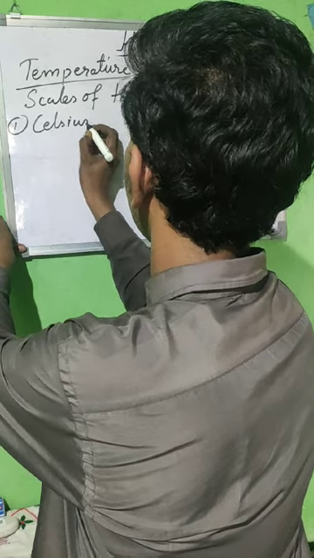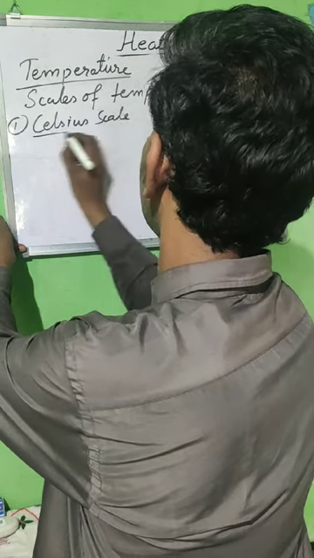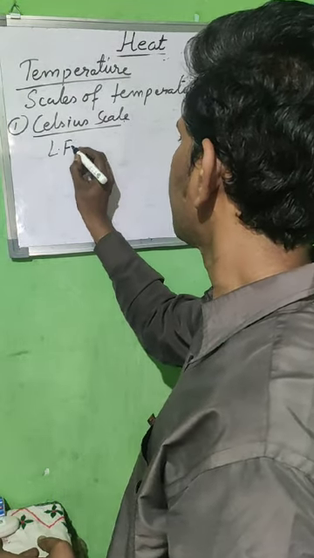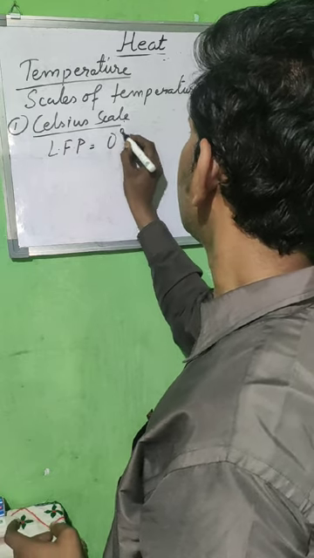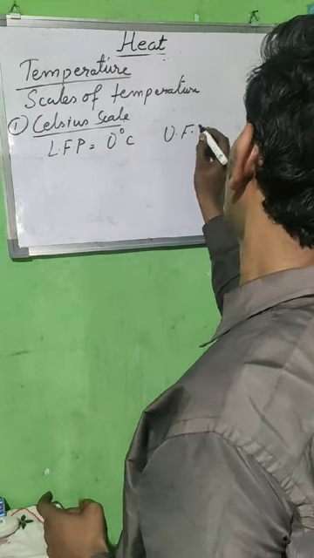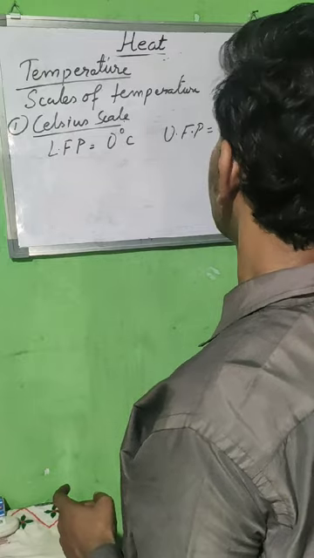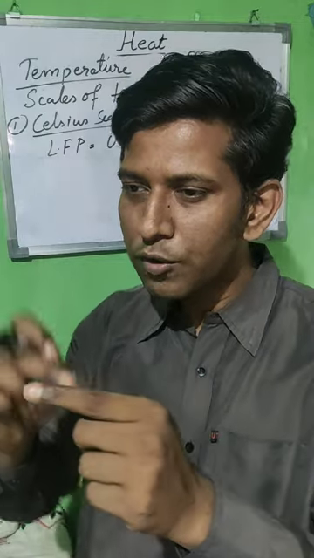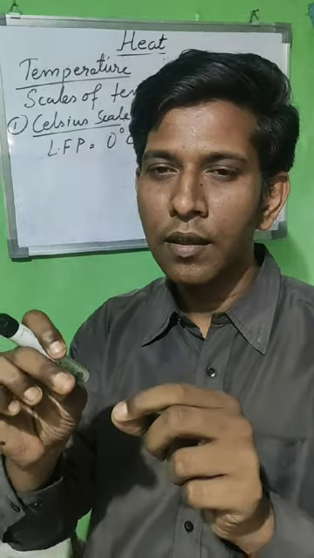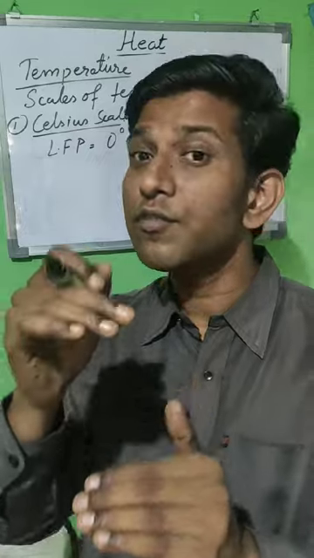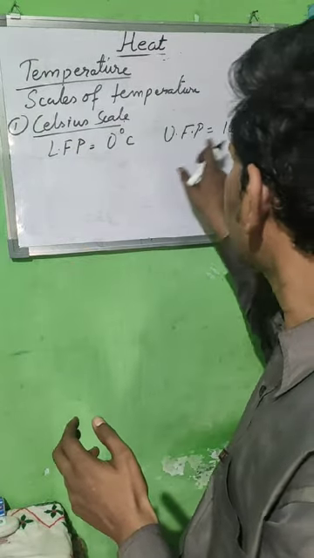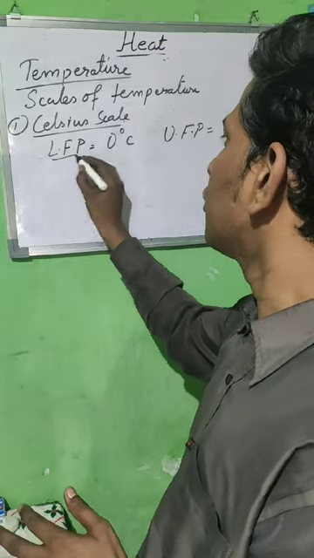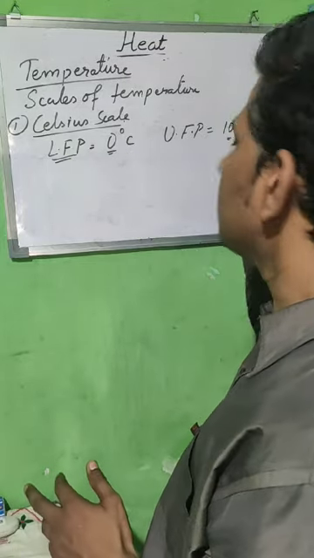The first is Celsius. In the Celsius scale, the lower fixed point is 0 degrees Celsius, and the upper fixed point is 100 degrees Celsius. Before explaining this, you have to know what the lower fixed point is. The lower fixed point is the temperature where water freezes, and the temperature at which water starts boiling is called the upper fixed point. In the Celsius scale, the lower fixed point is 0 degrees and the upper is 100 degrees Celsius.